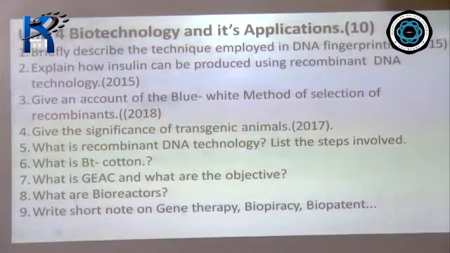That is isolation, fragmentation, then after that renaturation, all those processes, 7 or 8 or 9 points are there, and you have to write about that.